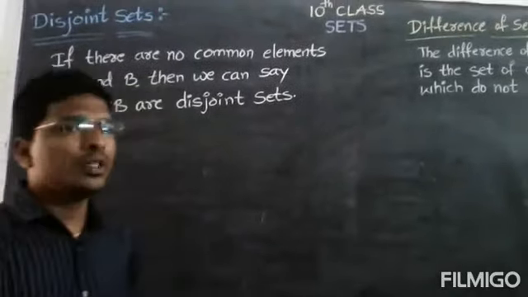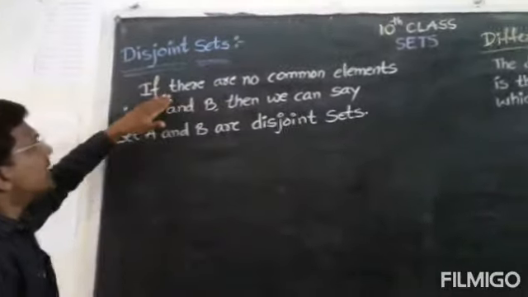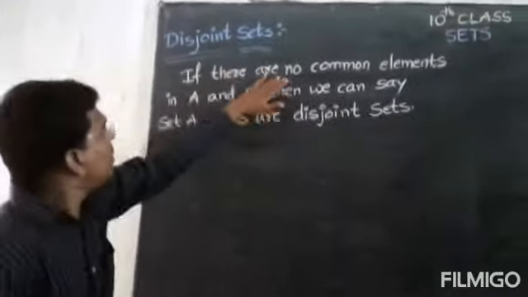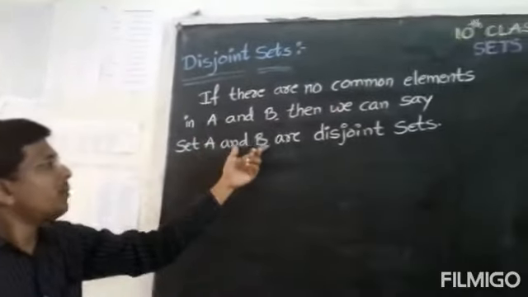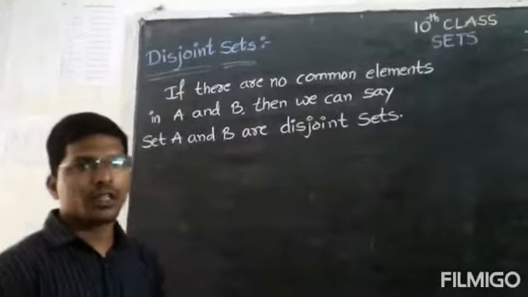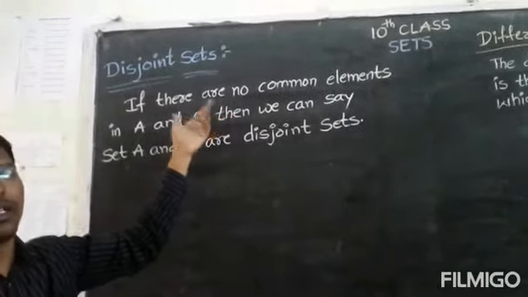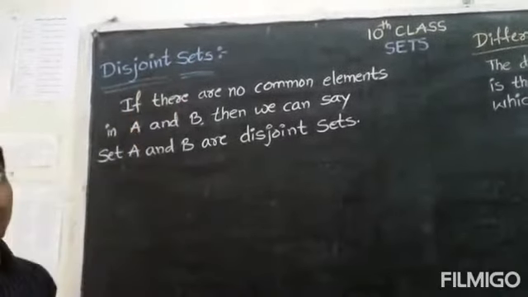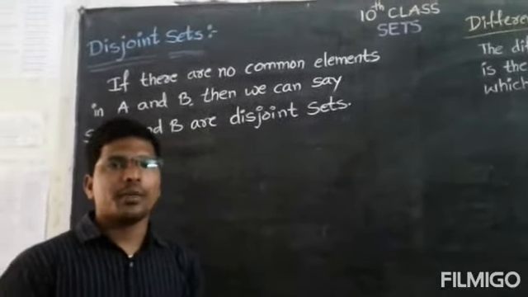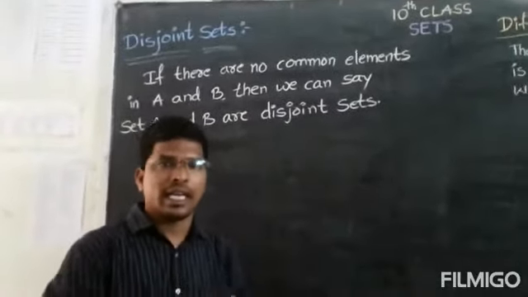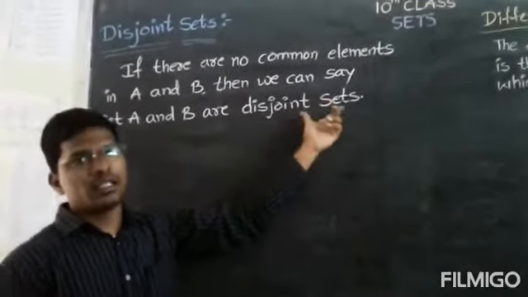Then, a continuation of intersection is disjoint sets. So what's the definition? If there are no common elements in the sets A and B, then we can say sets A and B are disjoint sets. This is a topic related to common elements, nothing but intersection. So what is meant by disjoint? If there is no common element in both the sets A and B, we can say sets A and B are disjoint sets.